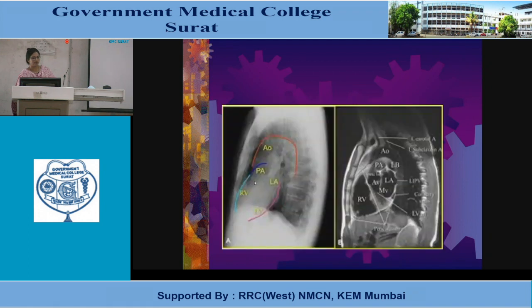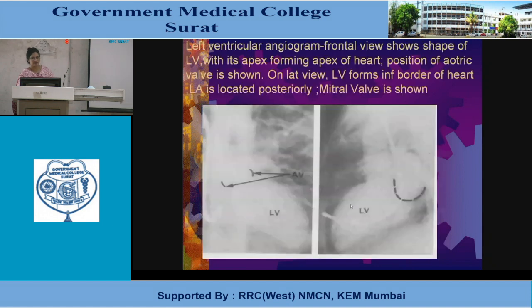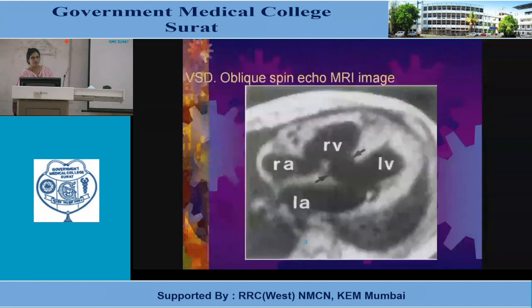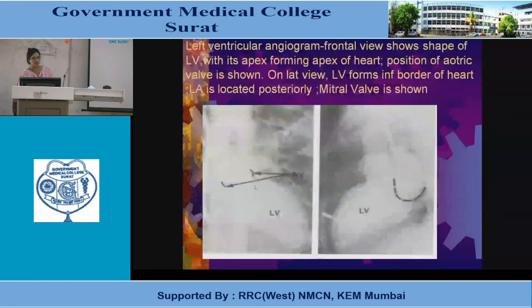This again shows the right ventricle, left atrium, pulmonary artery, and the aorta. So, on the CT images, you can easily delineate these findings. This is a left ventricular angiogram on the frontal view. It shows the shape of the left ventricle. The apex is forming the apex of the heart. The position of the aortic valve is shown. Okay, so from here the aorta will arise.